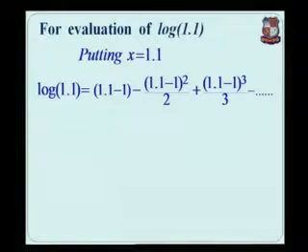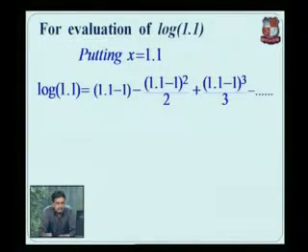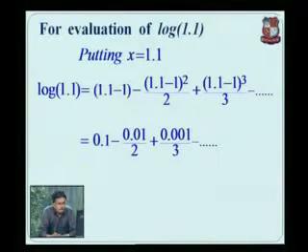We take log 1.1, x replaced by 1 in the previous formula. So in the first bracket, (1.1 minus 1) minus (1.1 minus 1) the whole square by 2 plus (1.1 minus 1) raised to power 3 by 3 and so on. According to calculation, first term 1.1 minus 1, that is 0.1. Second term, (1.1 minus 1) square is 0.01 by 2.